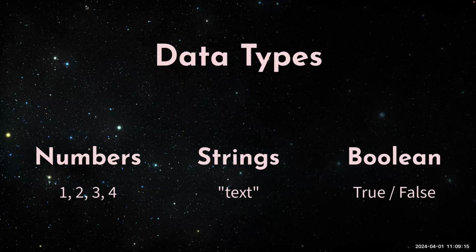Strings are just basically a bunch of characters placed back to back. Mostly you're going to use it for text. And then Booleans are something that evaluates to true or false. And I will show you that when we start coding some stuff as well.